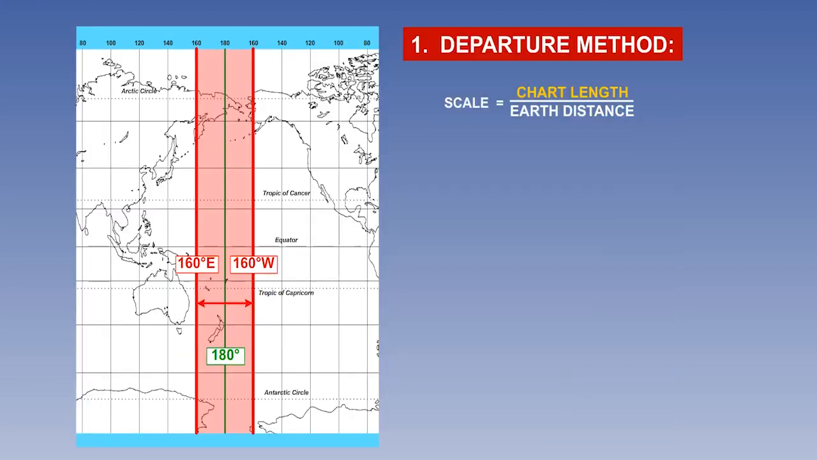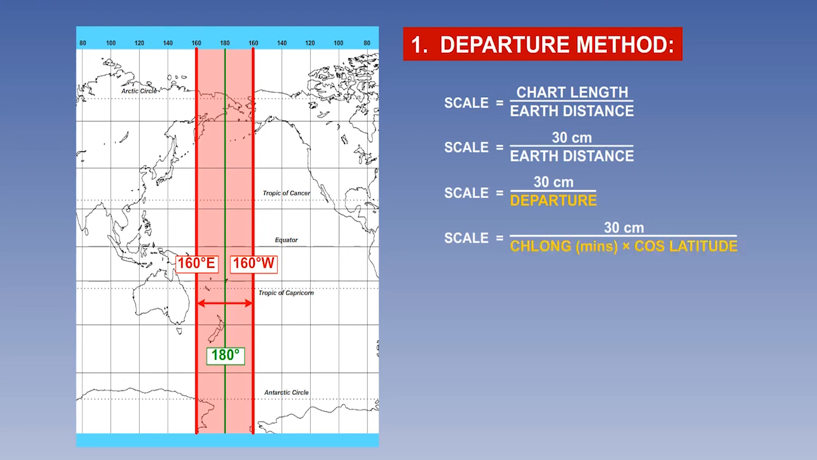Now substitute in what you know. The chart length is 30 centimeters, and the Earth distance is departure. The departure is change of longitude in minutes times cosine of latitude. The change of longitude is 40 degrees, and it needs to be multiplied by 60 to convert it to minutes. And the latitude is 30 south. This gives a departure of approximately 2,078 nautical miles.